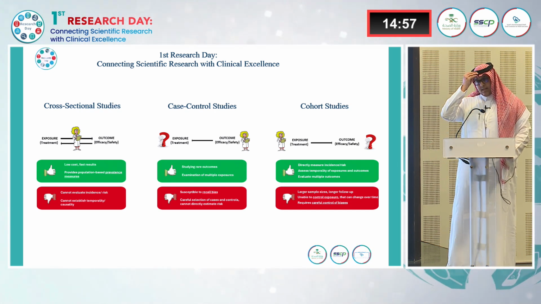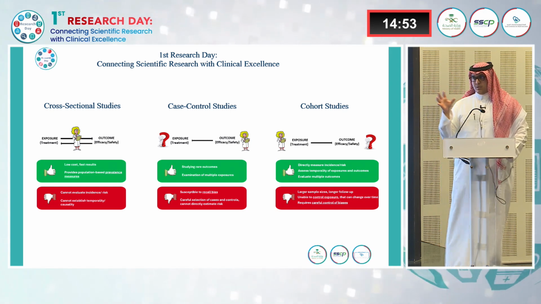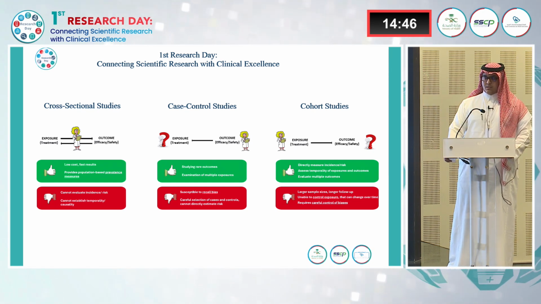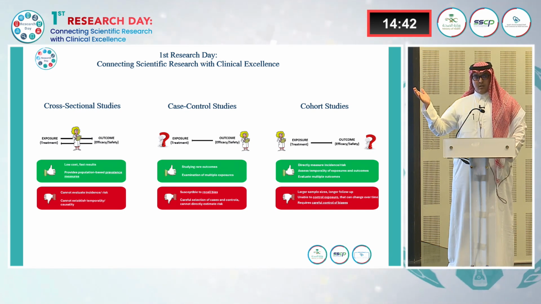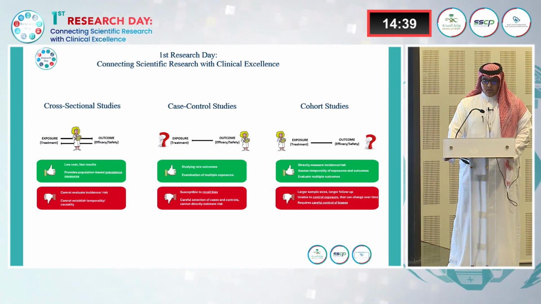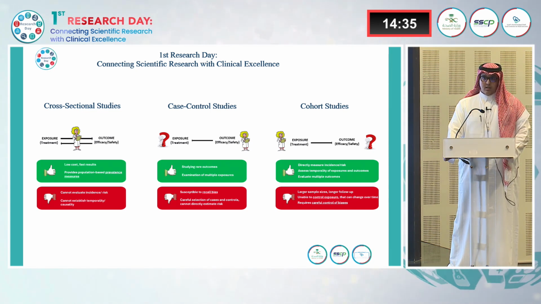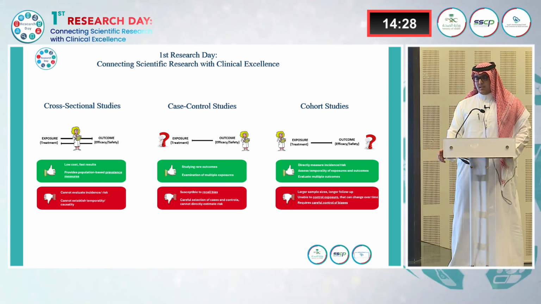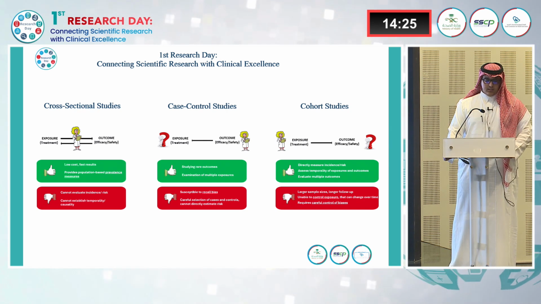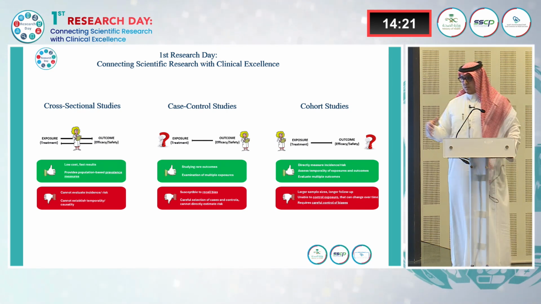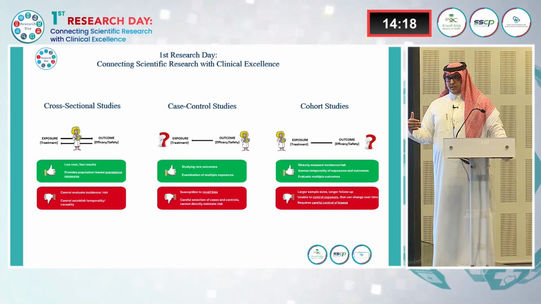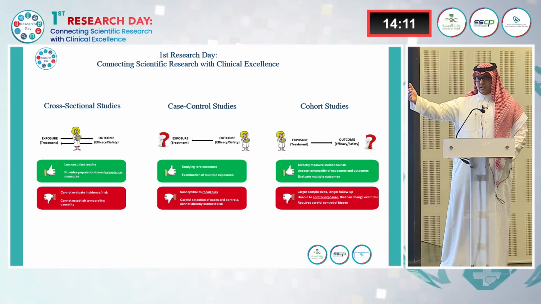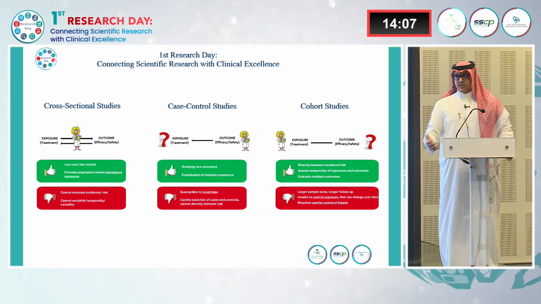For case-control, we want to compare two groups based on the outcome, and we want to see what the exposure was. Usually we use this when we want retrospective information. The advantage is that we can study rare outcomes, and multiple exposures can be tested at the same time. For the cohort study, we are dealing with the exposure. We have a group of patients with the exposure factor, and we follow them for a certain time, usually a longer time, to understand the outcome of this intervention or factor.